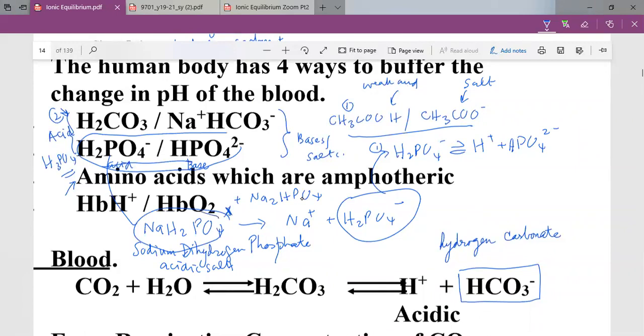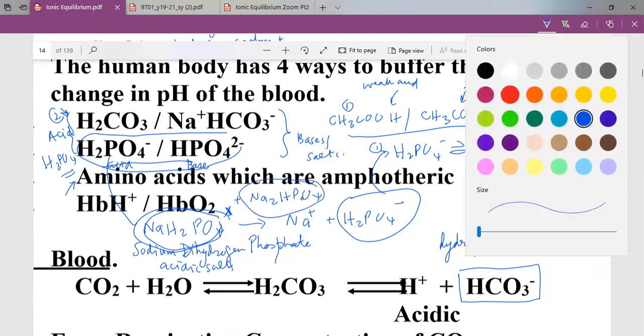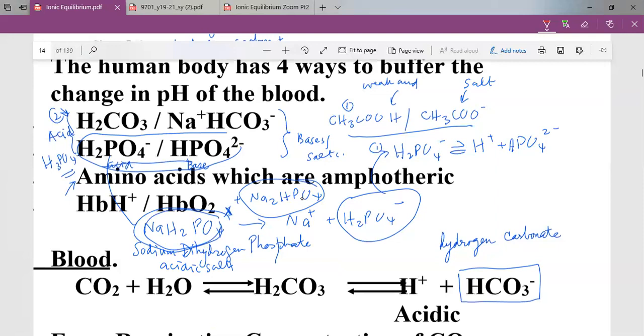To form the buffer, this is your weak acid. This is your sodium salt of the weak acid. Now this is called the weak acid. It's a sodium salt of the weak acid. So these two combined together will give you a famous buffer. So NaH2PO4 and Na2HPO4, right?